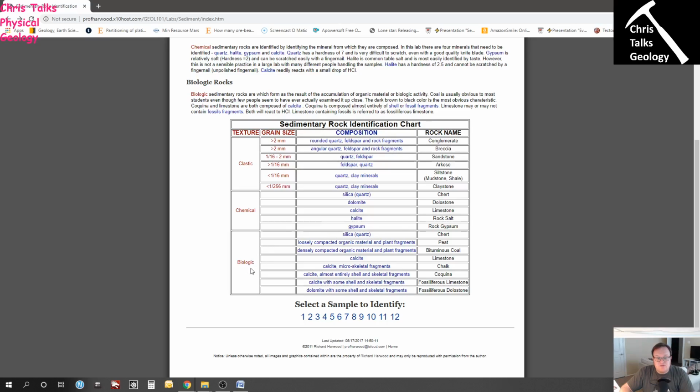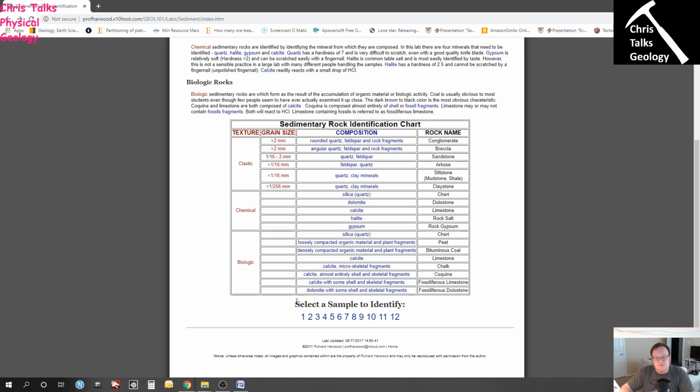In terms of the biologic rocks, keep an eye out for pieces of shell. That's going to be one key indicator. And obviously keep an eye out for pieces of vegetation. That's going to be an indicator you might be dealing with something like a coal.